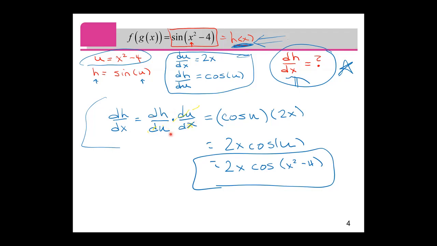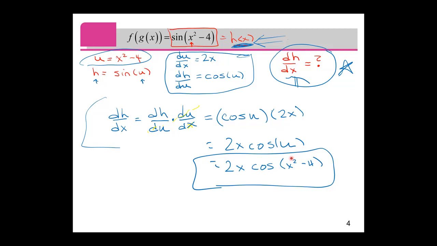Are you seeing what I'm showing? That's all I did. Because I'm given these things, I want to multiply them together. That's going to give me dh dx. And I know dh du is this cosine of u because I wrote it here, and I know du dx is 2x because I wrote it here. I just multiply it out. Then I substitute the u, which is here, inside, and I'm done.